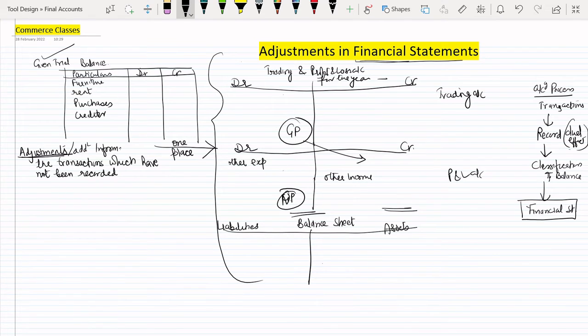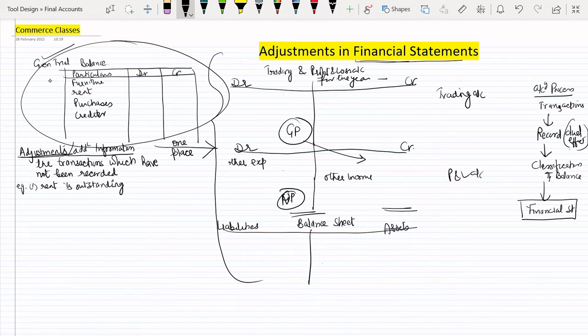Throughout the year you identified transactions, you recorded them, you prepared accounts, but then at the end of the year you find out that there are certain transactions which haven't yet been recorded. Maybe the rent of a particular month, say March, is outstanding. This you got to know at the end, but you have already compiled the trial balance.